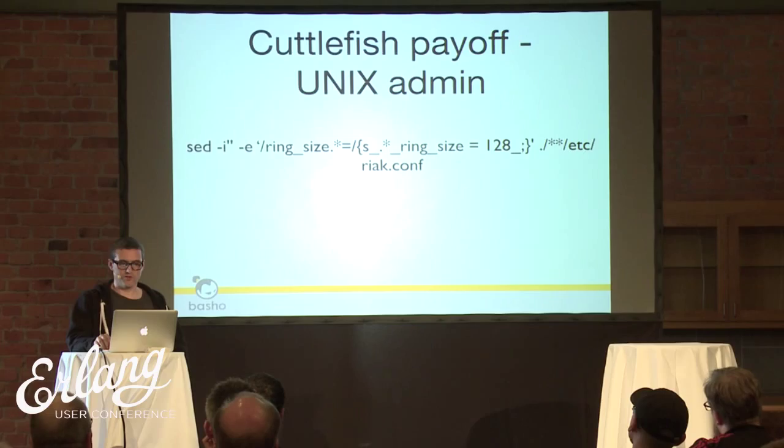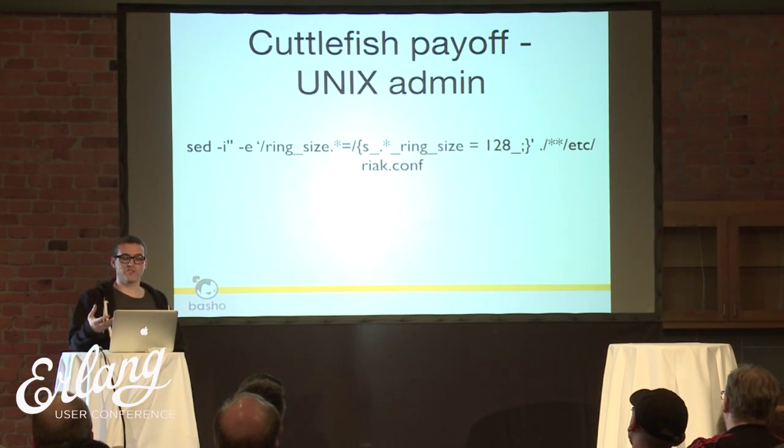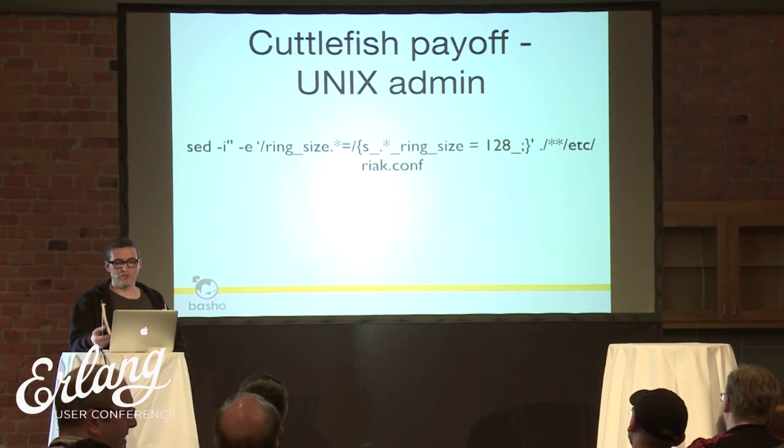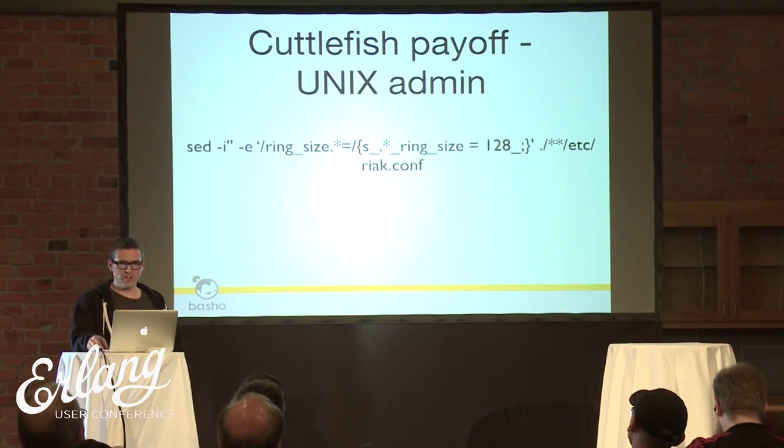So what kind of stuff can you do now that it's been simplified a little bit? Well, for one thing, you could run little commands like this if you're a Unix admin. This one's just matching on a particular line of the riak.conf file. If it matches the part that starts with ring size, it substitutes that entire line with ring size equals 128. And this is Z shell as well. It does it recursively on the etc directories and each and every riak.conf. It sounds like a trivial thing, but when you're trying to figure out how to get this thing running, switching various features on and off, stuff like this is gold dust.